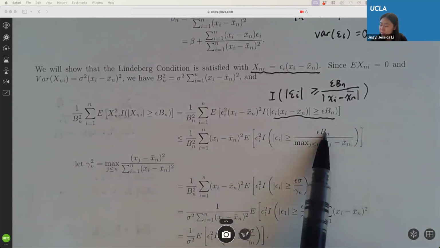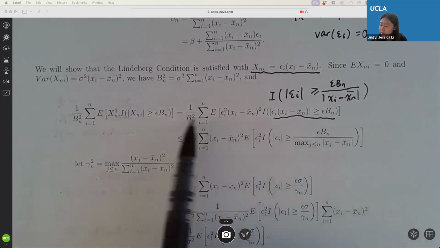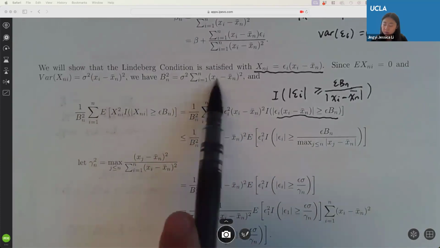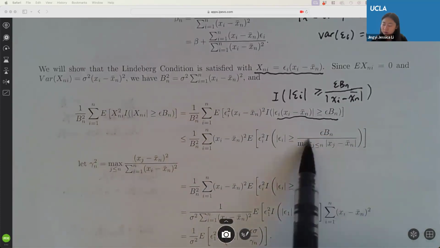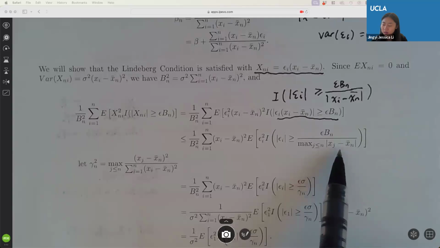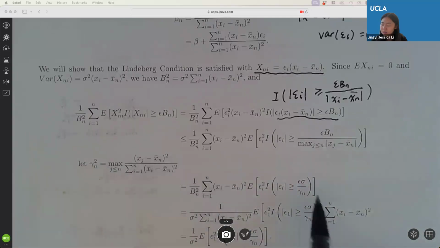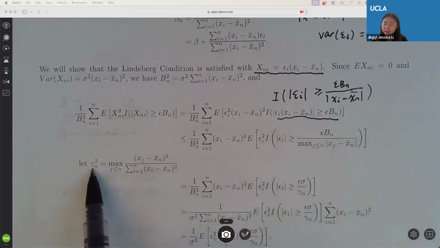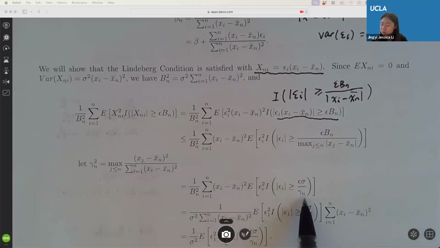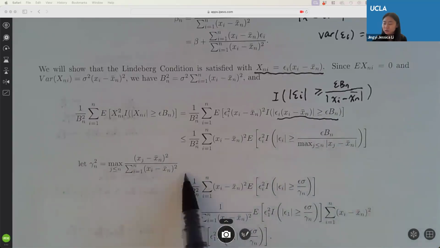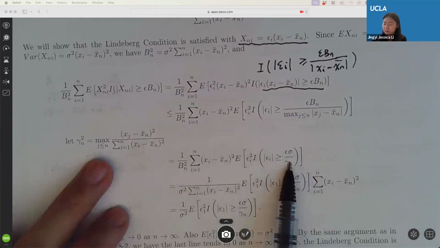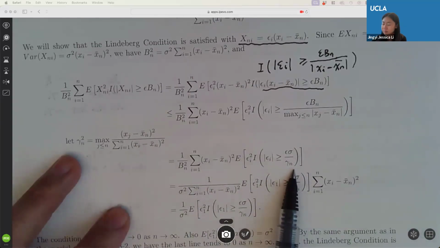Because Bn involves a sum, and here we have the max, you can replace this ratio by gamma n. Basically, gamma n can be introduced here, and you are left with delta sigma over gamma n. If this is not so straightforward, just try some algebra here and you will see that's it. This is gamma n.